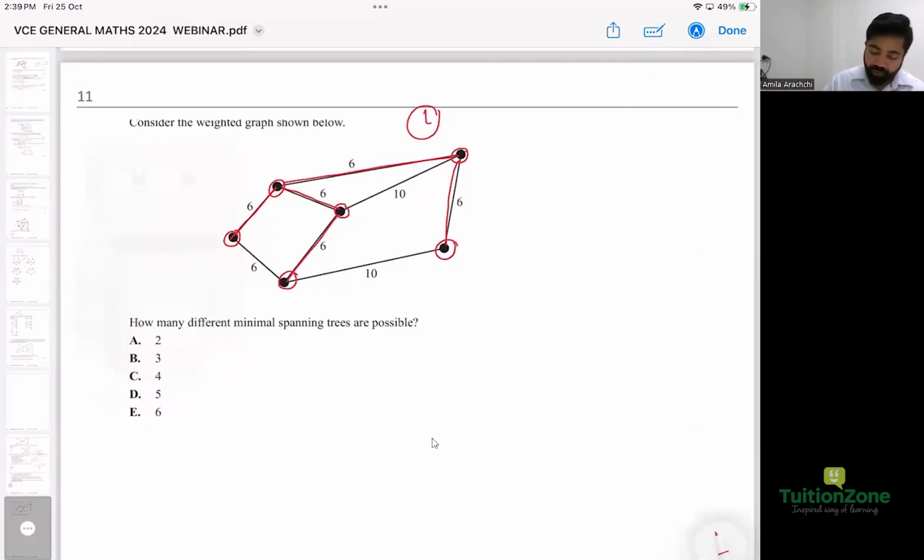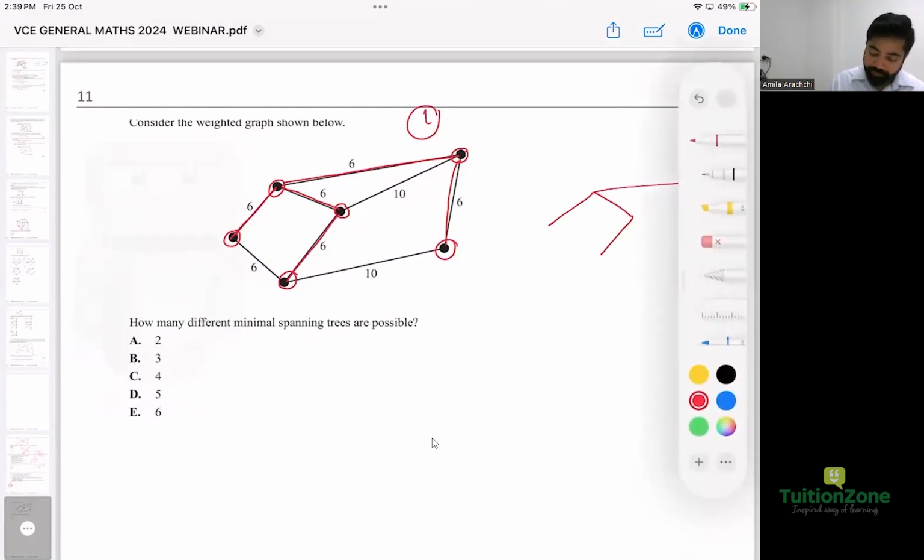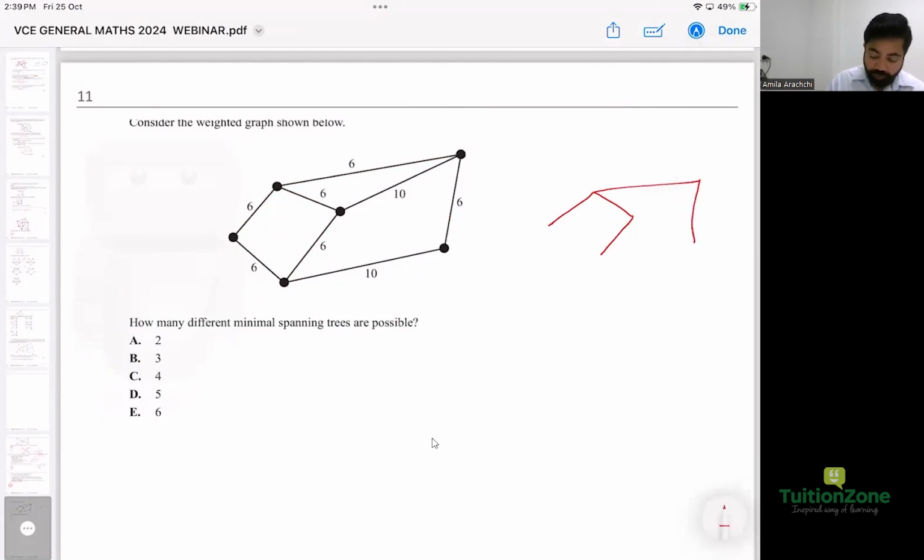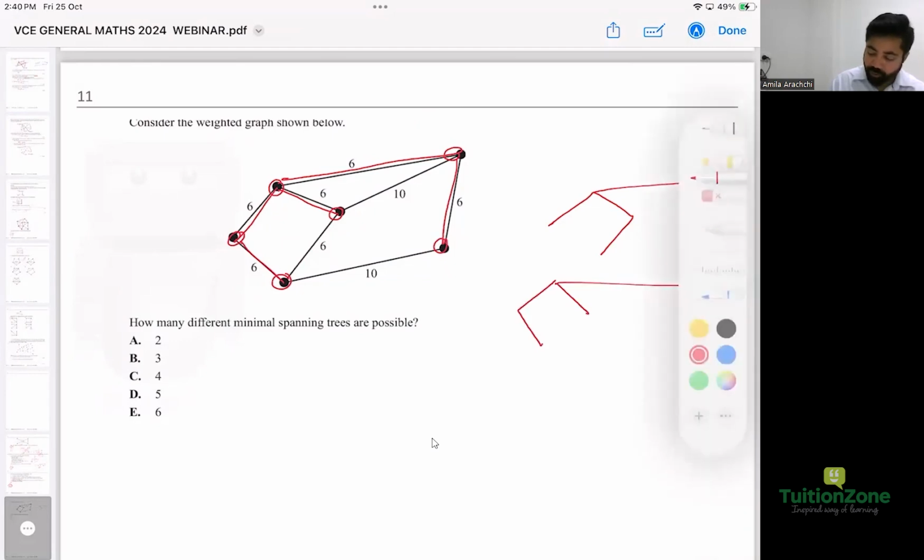So one of them looks like what I just drew here. It's something like this. That's one I just did. I'll try another one now. Maybe I can start from this one and do this and do that, and that. There's another one, something like that. So 2 is done.